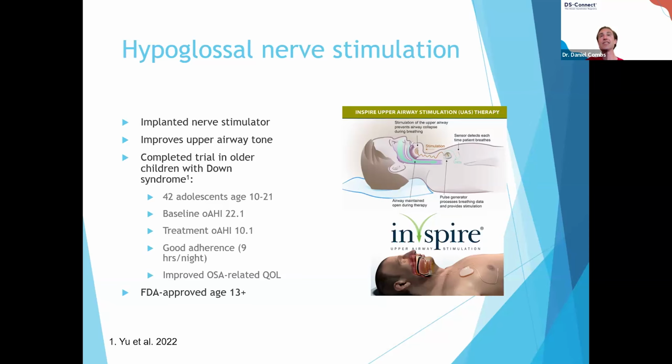This has been approved for adults for probably 15 or 20 years at this point, maybe 10, and was FDA approved 2 years ago in adolescents with Down syndrome. This is a study from a group based out of Harvard. They found that baseline apnea severity was 22 pauses in breathing per hour. On treatment, that went down to 10. Quality of life got better. Treatment adherence using this was actually quite good.